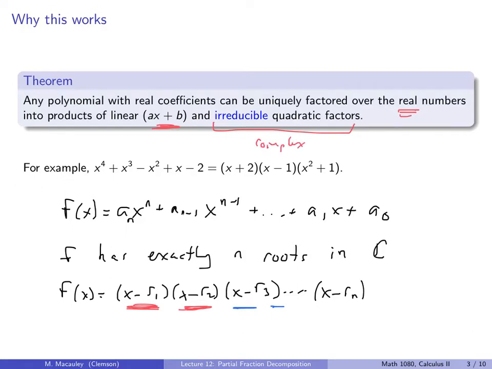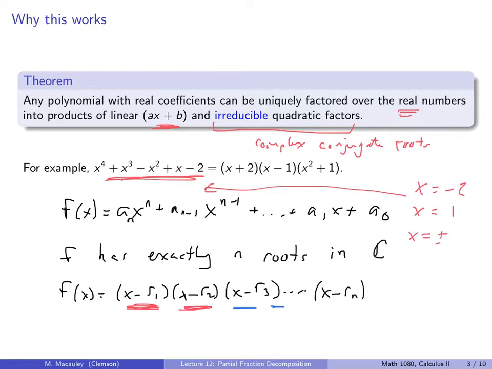Let's try complex conjugate roots. For example, here's a polynomial. We can factor it. This thing has 4 roots: x equals -2, x equals 1, and x equals plus or minus i. The real roots, you can see -2, this term, +1, and then the complex roots appear in this. This is an irreducible quadratic term.